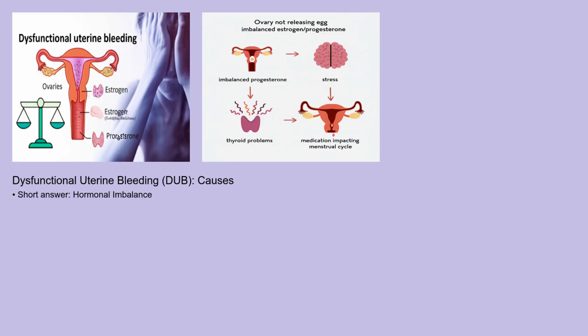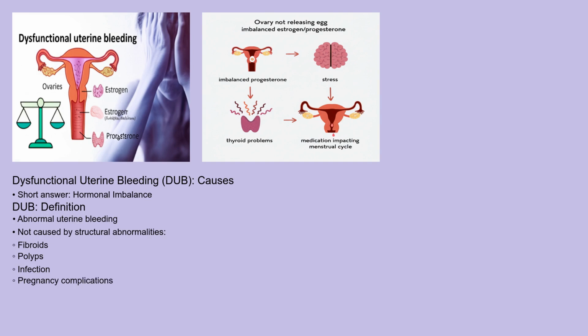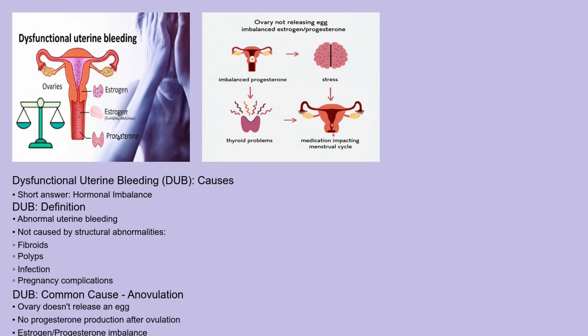The short answer is hormonal imbalance, but let's elaborate. Dysfunctional uterine bleeding is defined as abnormal uterine bleeding that is not caused by any underlying structural abnormality like fibroids, polyps, infection, or pregnancy complications. Most cases involve anovulation, meaning the ovary doesn't release an egg. This leads to a lack of progesterone production after ovulation, which then leads to an imbalance between estrogen and progesterone. Less common causes may include thyroid problems, significant weight changes, stress, and certain medications. Essentially, anything that throws off the delicate hormonal dance within a woman's body can potentially trigger DUB.